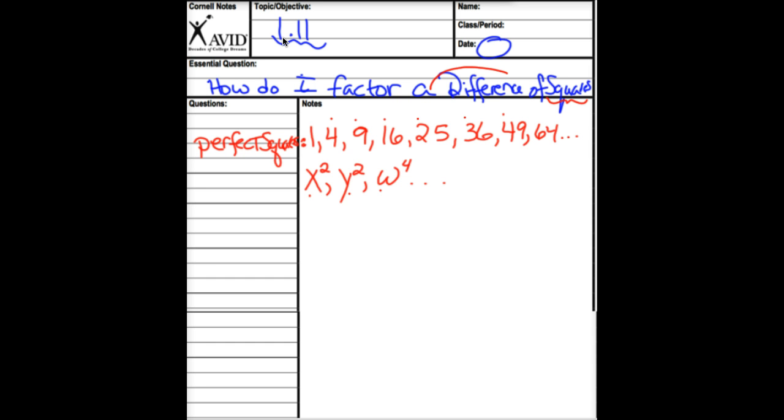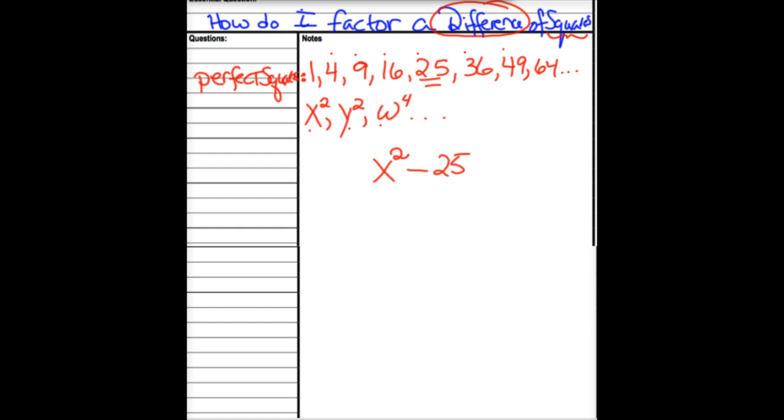Well, a difference is subtraction. So what a difference of perfect squares looks like is it's a perfect square, something times itself, minus, I'm going to pick this one, another perfect square. This is called a difference of squares. And when we factor them, they factor really nicely because they are created by doing something times itself in the front. X times x is x squared. Something times itself in the back. 5 times 5 is 25.